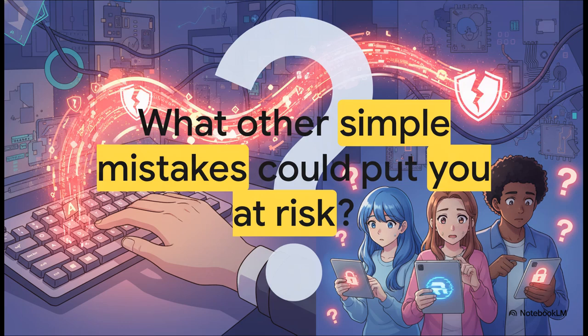So this entire wild ride, the infection, the malware, the secret rescue, it all started because of one single missed character. It really makes you stop and think, doesn't it? What other super simple, tiny mistakes are we making every day online that could be putting us at risk without us having a clue?